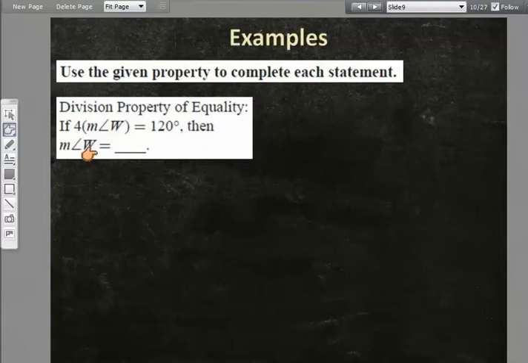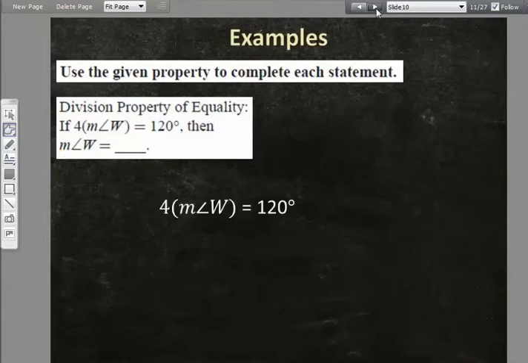So let's look at some examples. Use the given property to complete each statement. So we're going to use the division property of equality. It says if 4 multiplied by the measure of angle W equals 120 degrees, then the measure of angle W has to equal blank.